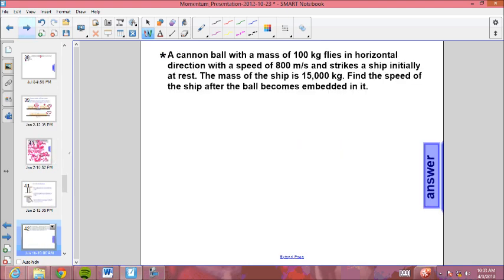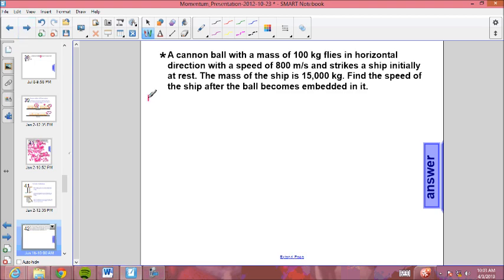So another example: a cannonball with a mass of 100 kilograms flies in horizontal direction with a speed of 800 meters per second and strikes a ship initially at rest. The mass of the ship is 15,000 kilograms. Find the speed of the ship after the ball becomes embedded in it. So this is the same thing. We've got our ship there, it's at rest, cannonball hits it, and then they go together.